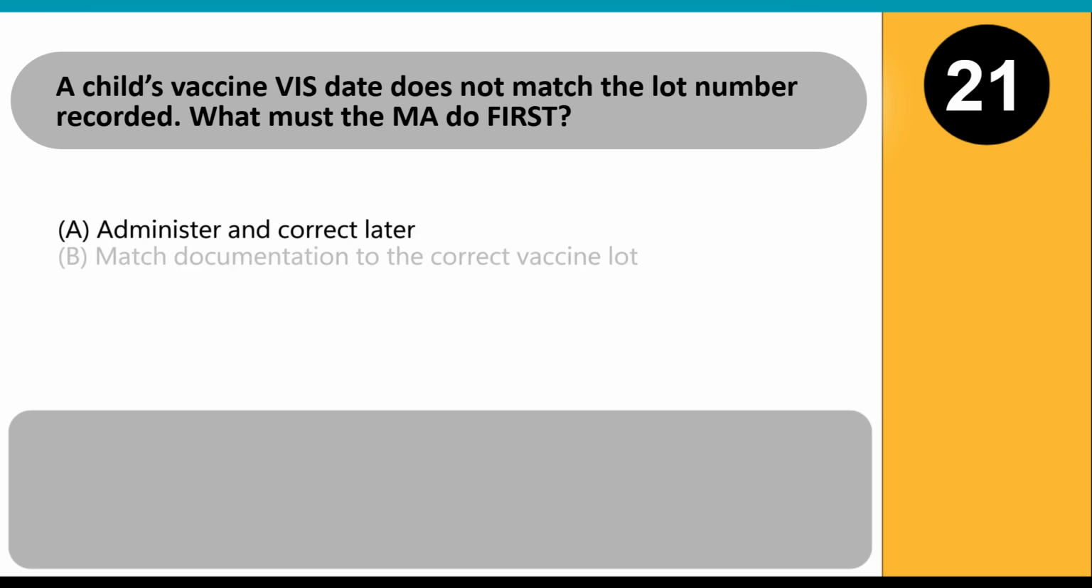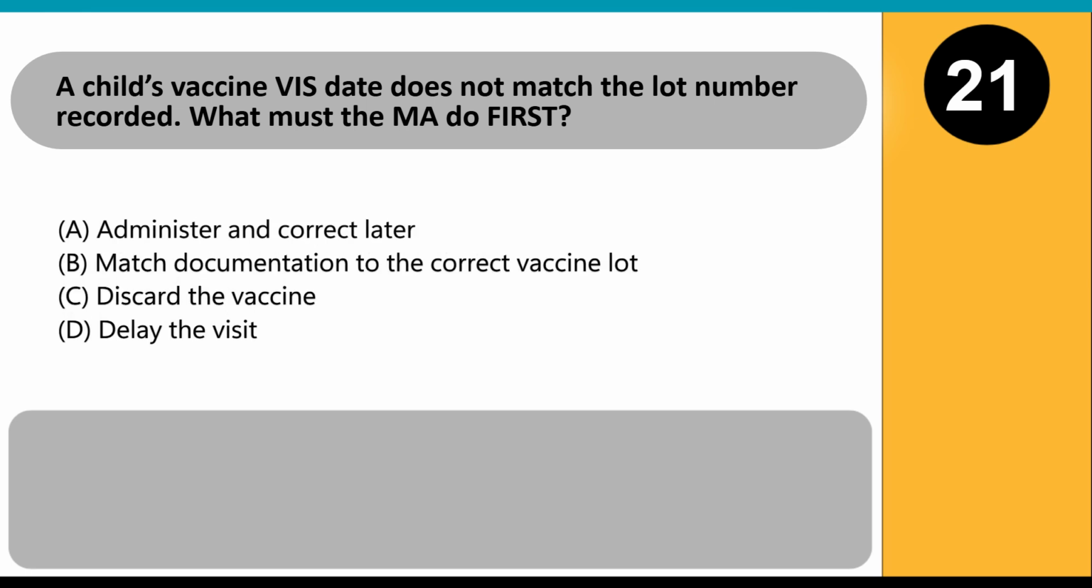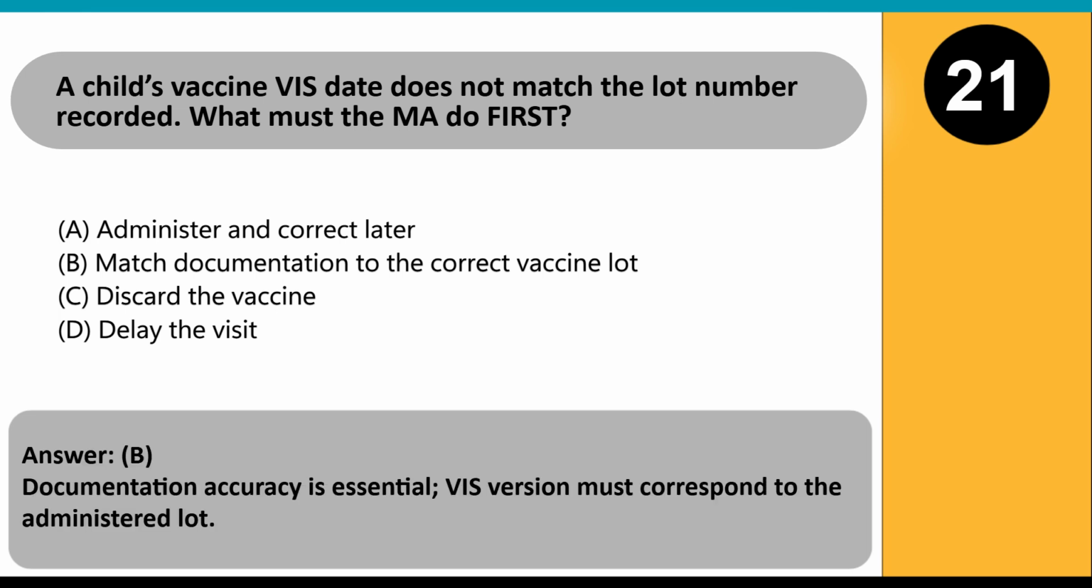A child's vaccine VIS date does not match the lot number recorded. What must the MA do first? A. Administer and correct later. B. Match documentation to the correct vaccine lot. C. Discard the vaccine. D. Delay the visit. Answer B. Documentation accuracy is essential. VIS version must correspond to the administered lot.